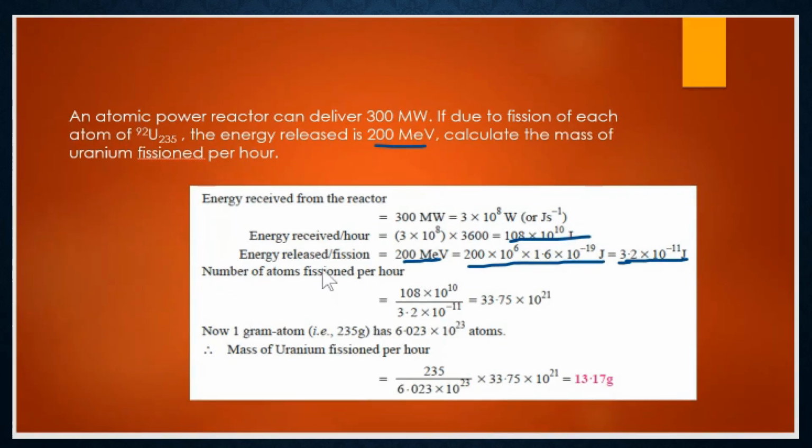So the number of atoms fissioned per hour is equal to 108 into 10 to the power of 10 divided by 3.2 into 10 to the power of minus 11. This is the energy received, and this is the energy per fission. Simply output by input. So the number of atoms is 33.75 into 10 to the power of 21 atoms.